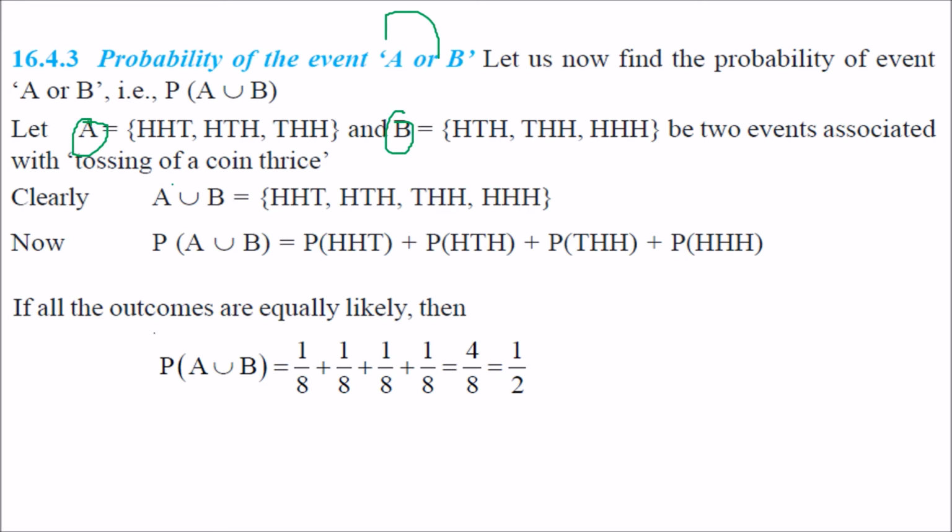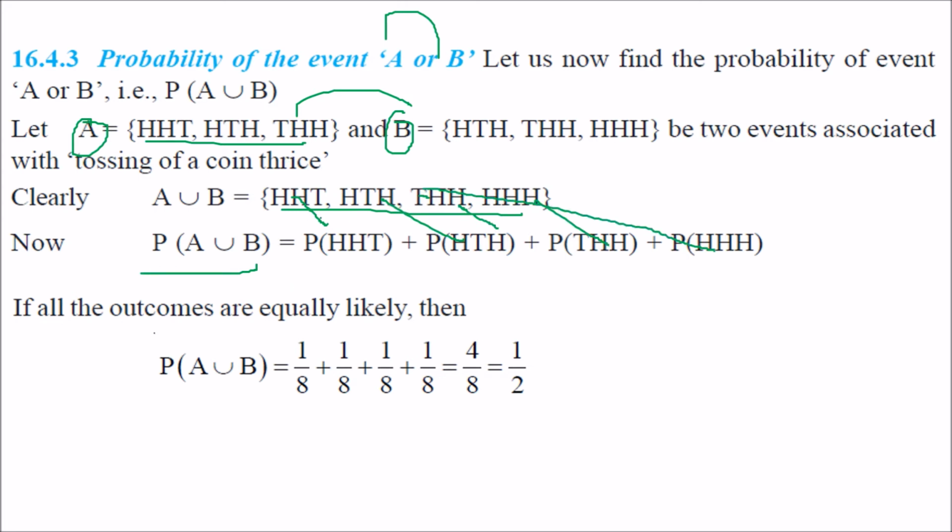And these are the events associated with tossing a coin thrice. So A union B is what? These three and one more. So this is the A union B. What about P of A union B, the probability of A union B? P of this, P of this, P of this, P of this. Okay, so what do you get?